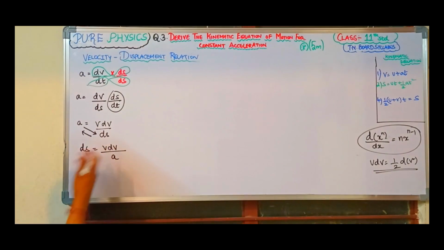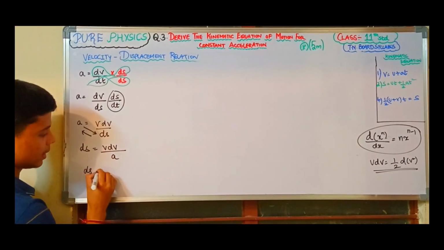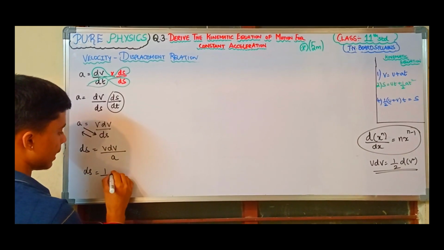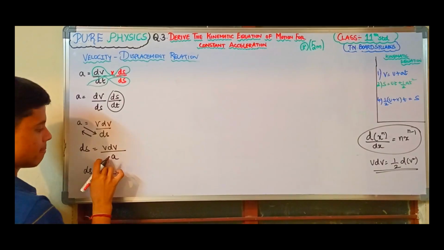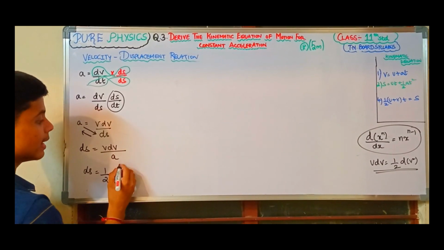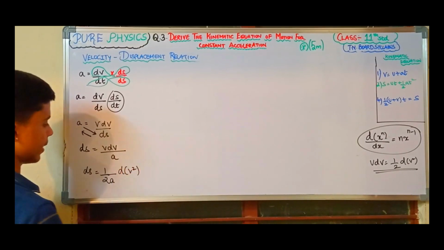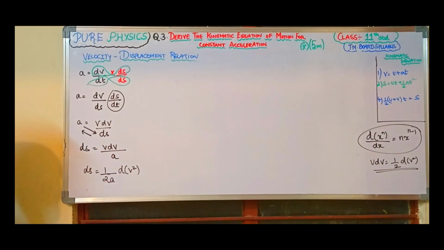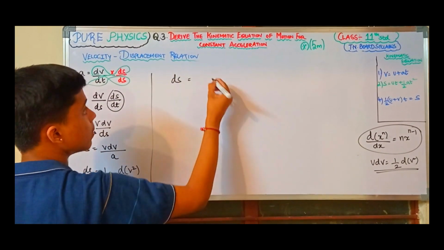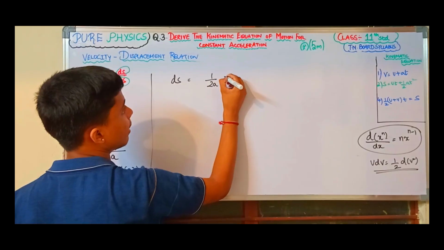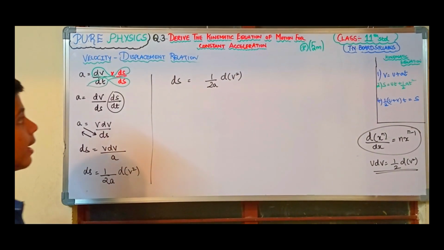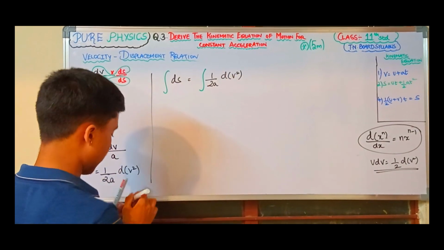Now I'm going to substitute the value for v dv, that is, ds is equal to, what is the value of v dv? 1 by 2. 1 by 2 in 1 by 2a, because multiplication in the denominator is the same. So 1 by 2 into a is 1 by 2a into d of v square. Now I'm going to integrate this. I'll write ds is equal to 1 by 2a d of v square. I'm going to integrate on both sides and apply the limits.